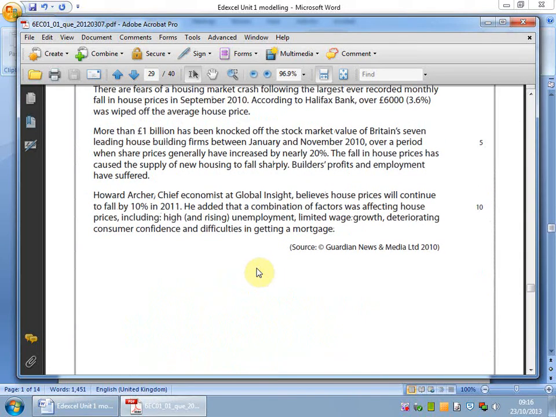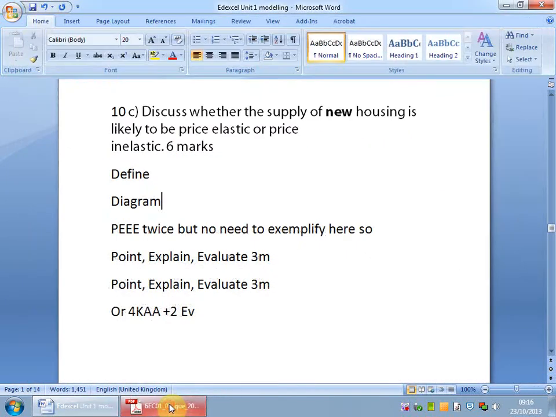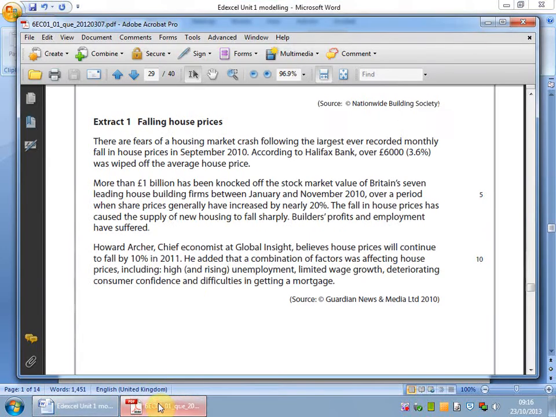Now, the question you're going to look at, I urge you to pause this and come back to have a look at this bit here as to clues for possible answers. Okay, so this is the question. Discuss whether the supply of new housing is likely to be price elastic or price inelastic. So again, if you go back to the data, pause here to see if there are any clues to that possible question. What's going to make the price elasticity of supply change over time?